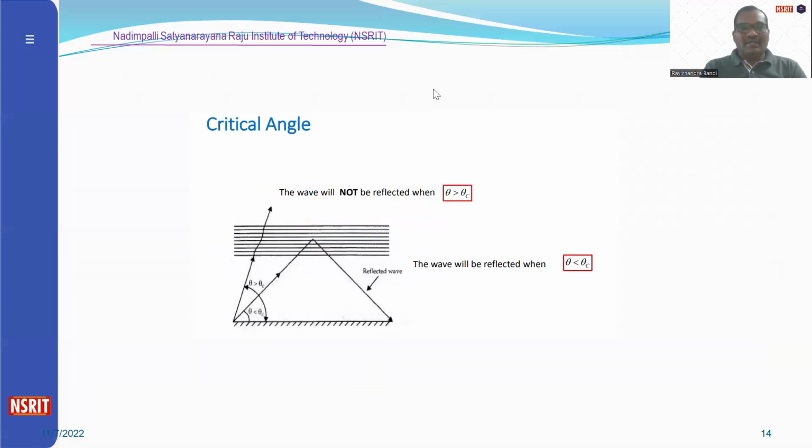This is called the critical angle. The wave will not be reflected when theta is greater than theta c, where theta c is the critical angle. The wave will be reflected when theta is less than theta c. So that angle is known as the critical angle. Above the critical angle the wave will not be reflected. Below the critical angle, the wave will be reflected from the ionospheric layer.